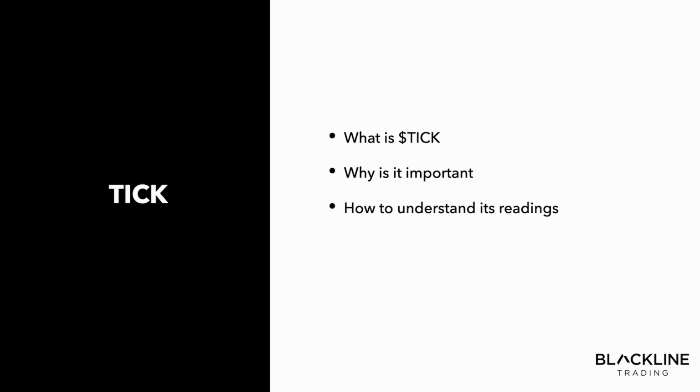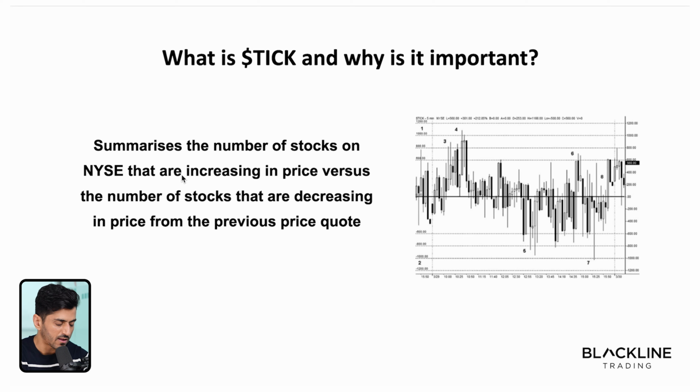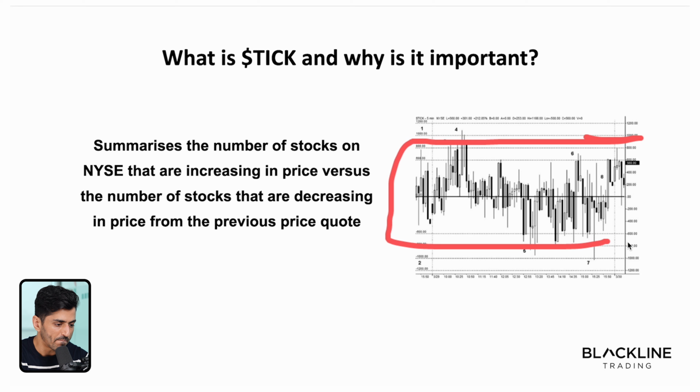The third component in the toolkit is called tick. So we're going to discuss what exactly is tick, why is it important, and how to understand its reading. Tick summarizes the number of stocks on NYSE that are increasing in price versus the number of stocks that are decreasing in price from the previous price quote. This is how the price structure will look like whenever you open tick, right? You do see a massive sort of messy structure here, but there is a way to interpret that.